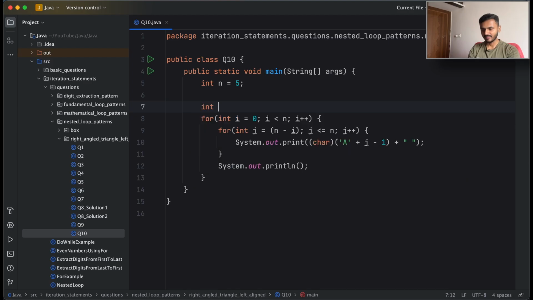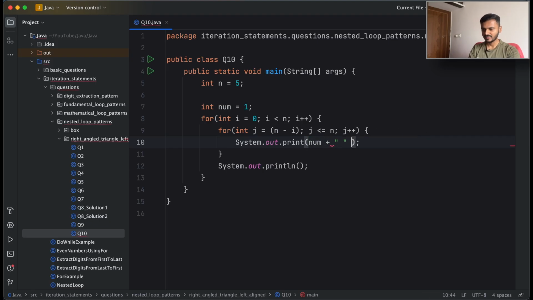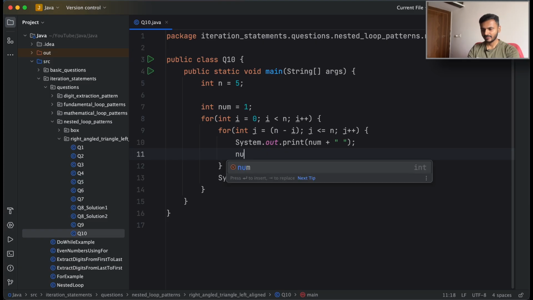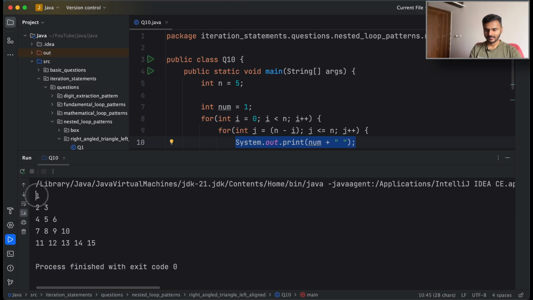And let's have a variable called num over here, which is initialized to 1. Now what we are going to print inside the inner for loop is num with a space. And we should also increase the value of num by 1 so that the next time it is to be printed, it has the accurate value. So if I run the code, I get this.